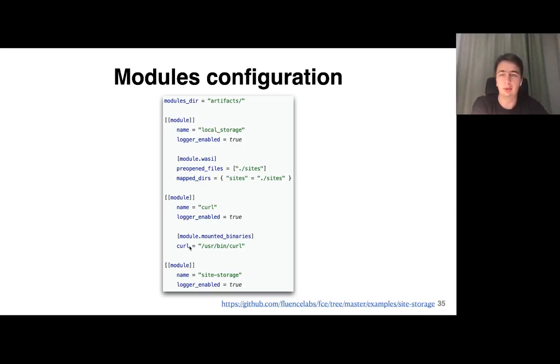So when you call curl with a string, the string is passed to this CLI module, referenced by this pass, and the output of it is also passed back as the output of the curl function.